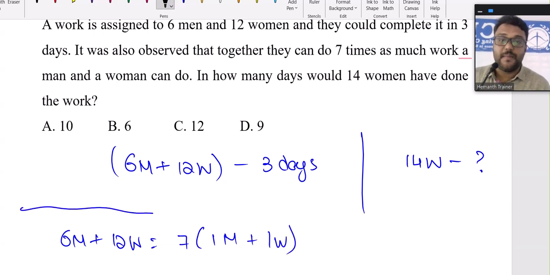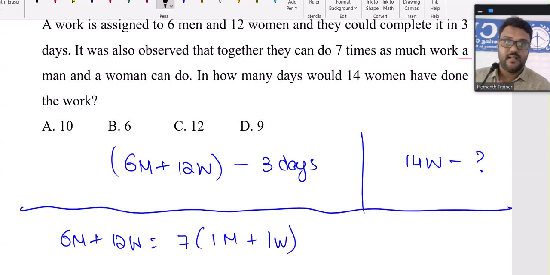It was also observed that together, 6 men and 12 women are doing 7 times the work a man and a woman can do. Now I got the relation between men and women. How, sir? 7 men, here 6 men, I'll get 1 man. Here 12 women and 7 men. So 1 man is equal to 5 women. I got the relationship now.